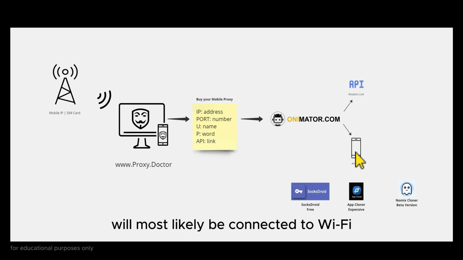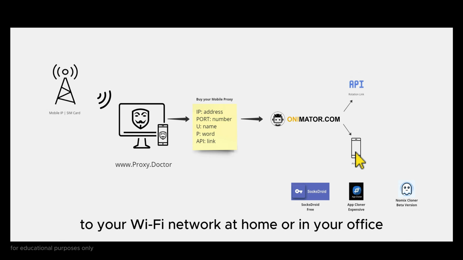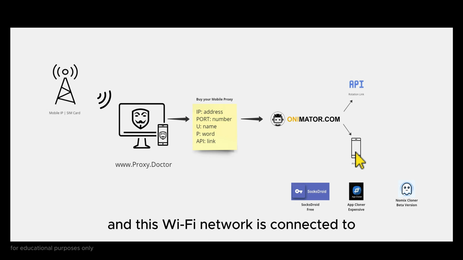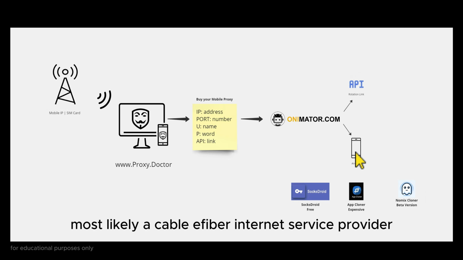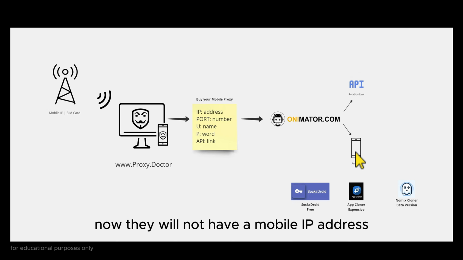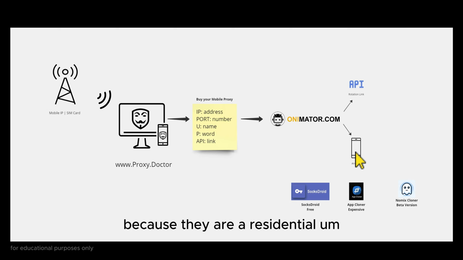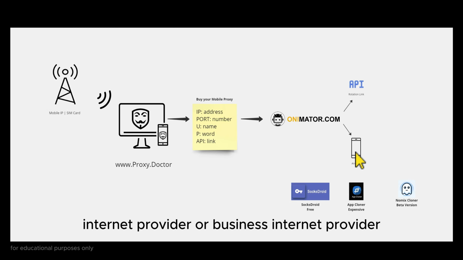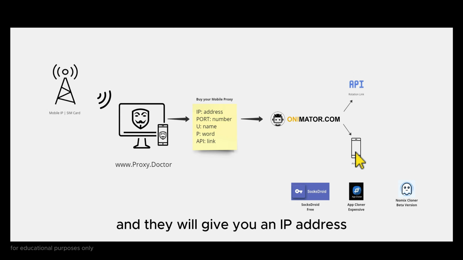Your Android phone will most likely be connected to your Wi-Fi network at home or in your office, and this Wi-Fi network is most likely connected to a cable or fiber internet service provider. They will also have an IP address. Now, it will not be a mobile IP address because they are a residential or business internet provider. They will give you an IP address which usually doesn't change. It stays the same most of the time.